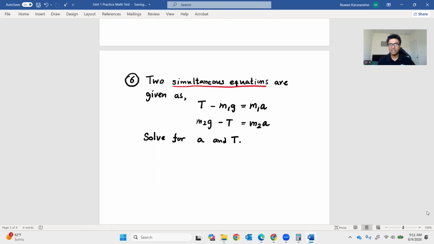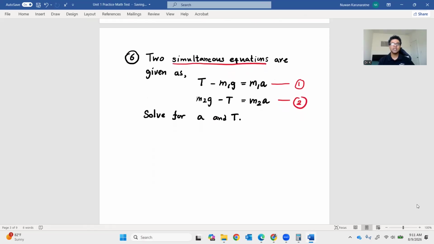So first I'm going to label them equation number 1 and equation number 2. And I'm going to first solve for a. Now if you look at equation 1 and 2, it's clear that there's a t in equation 1, and there's a minus t in equation number 2. So we can use the method of elimination. I'm going to add the two equations. If I add the two equations, you will see that t and minus t will cancel out. Okay, so then I can directly solve for a.